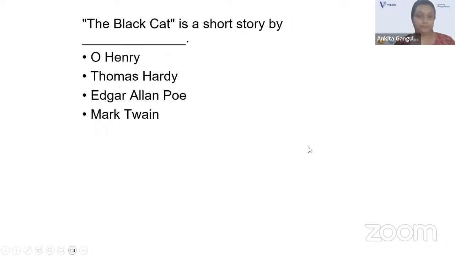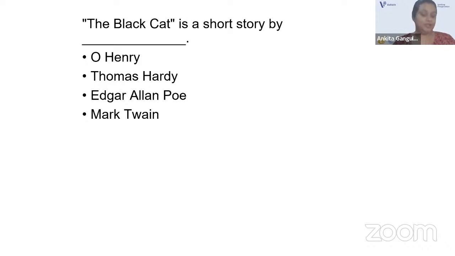Okay, next. The Black Cat is a short story by Dash. Is it by O. Henry, Thomas Hardy, Edgar Allan Poe, or Mark Twain? The Black Cat, this is a short story. I have to tell who has written it. Okay, so The Black Cat, it's a short story by American writer Edgar Allan Poe.